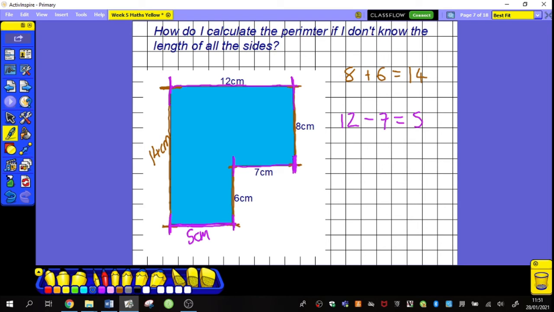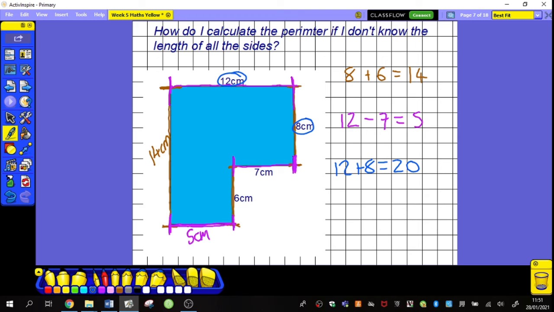Now I have all of the sides, I can add them all up. You could do a column method, but adding 6 numbers up in a column method can be quite tricky and very long. So I'm going to use a little bit of mental maths here. So I could do 12 add 8, I know is nice and easy, gives me 20.